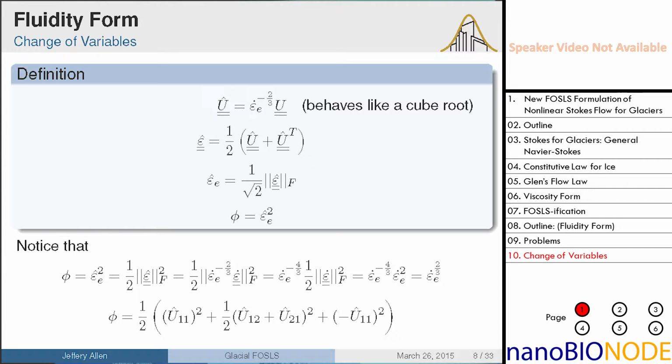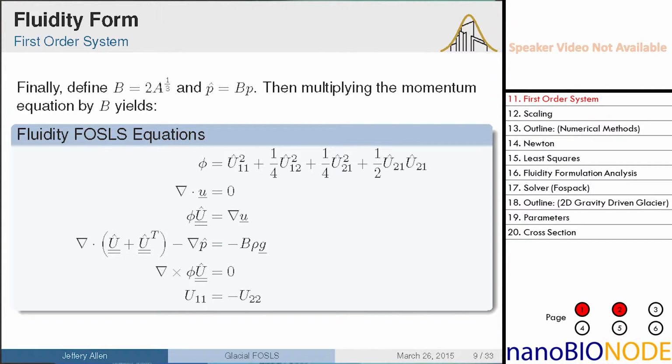If you notice, when we express phi in the old set, you get basically that problematic part of viscosity, the reciprocal of it. And in physics, the reciprocal of viscosity is called fluidity, which is why we named this the fluidity form. Okay, one last little change we make is to scale out all those constants. And then if we multiply the momentum equation by the scaling, we get this nice system.